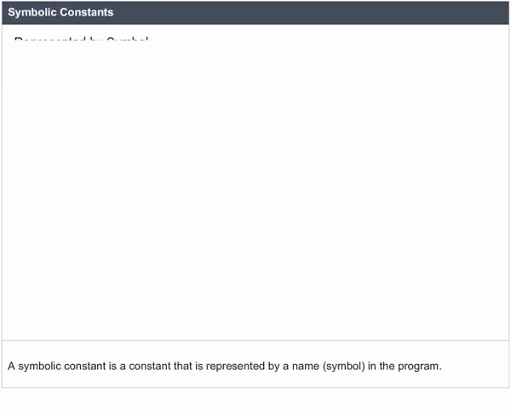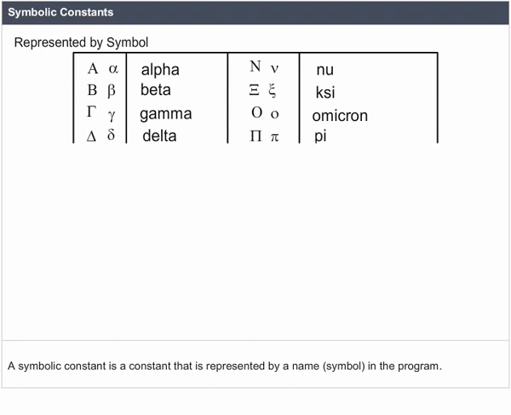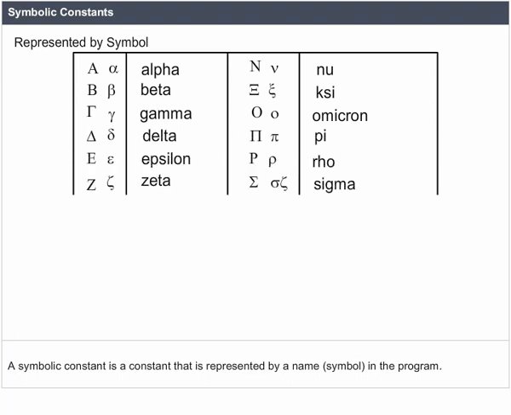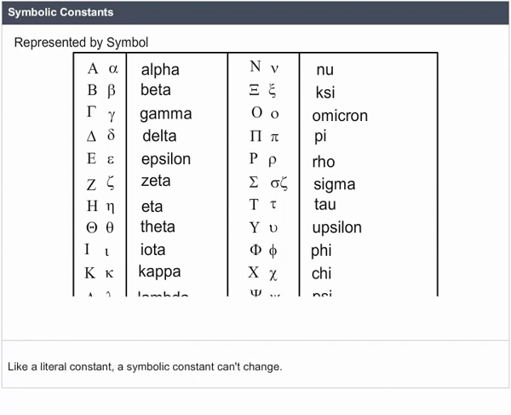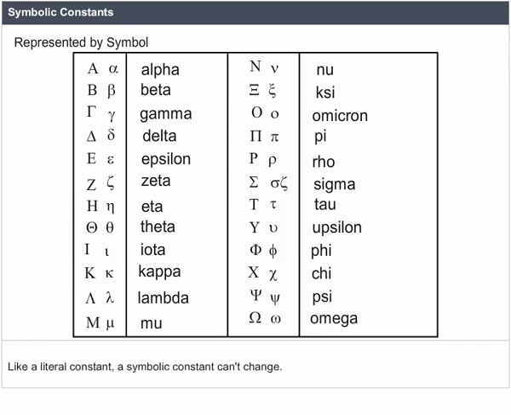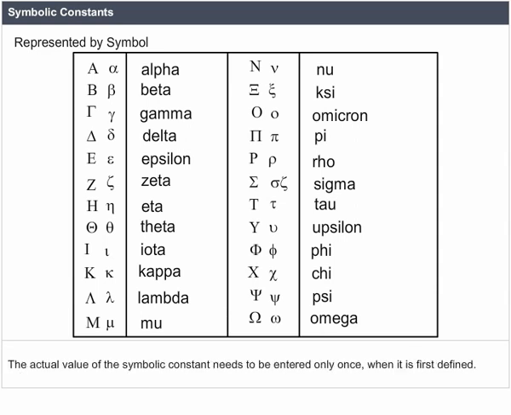Symbolic constants. A symbolic constant is a constant that is represented by a name (symbol) in the program. Like a literal constant, a symbolic constant can't change. Whenever the user needs the constant's value in the program, he can use its name as he would use a variable name. The actual value of the symbolic constant needs to be entered only once, when it is first defined.